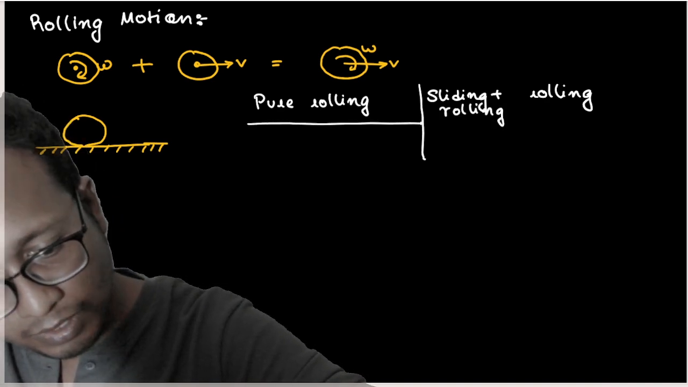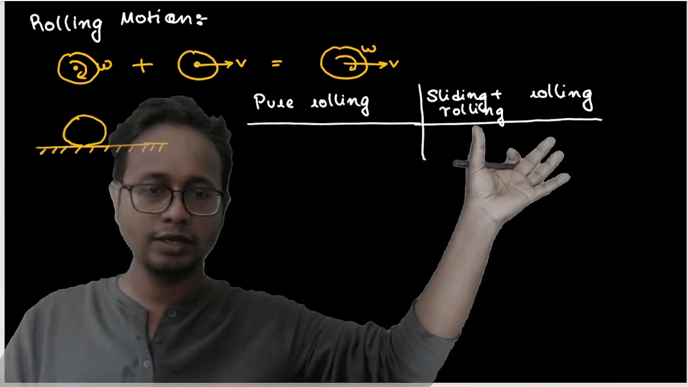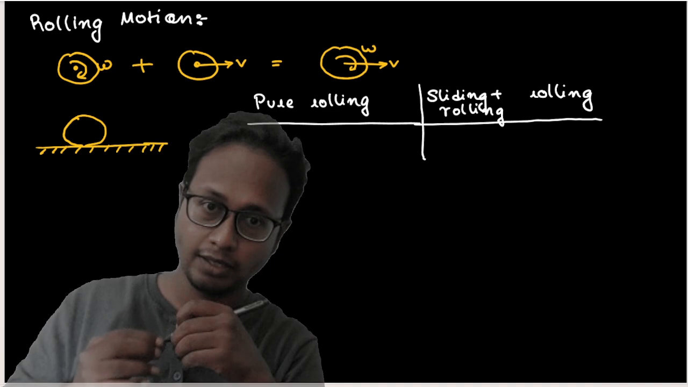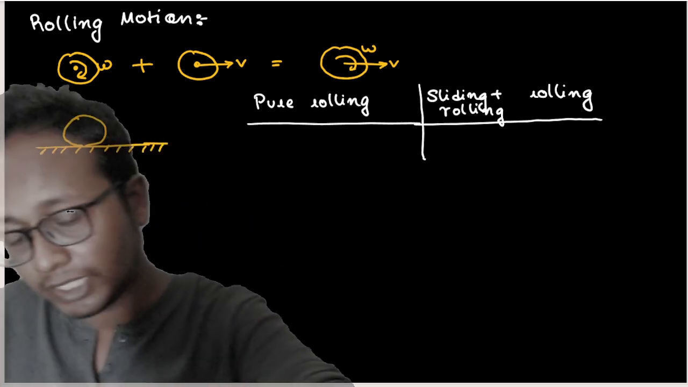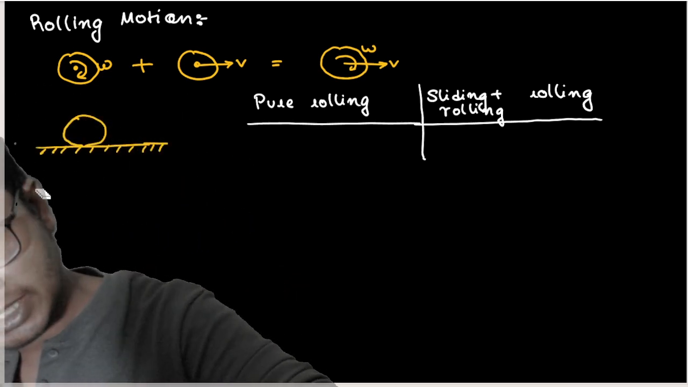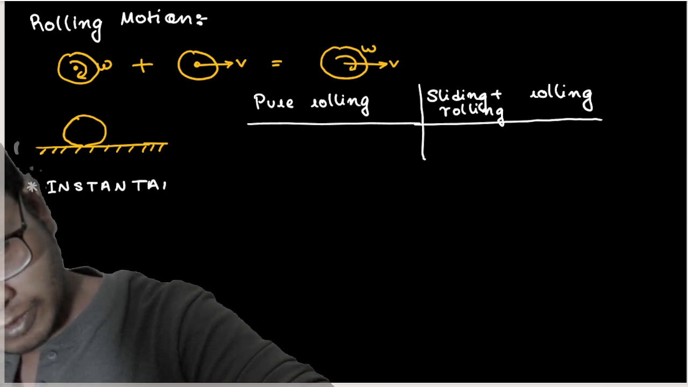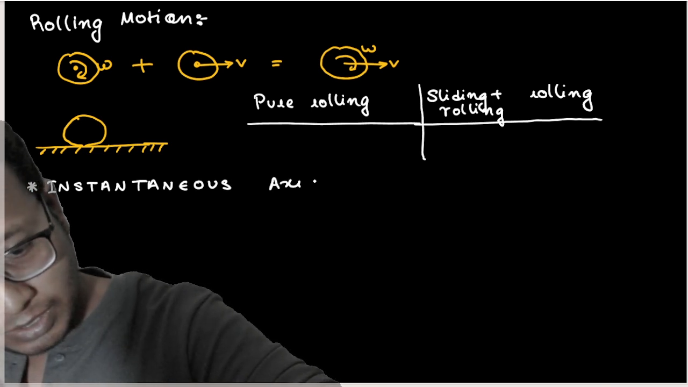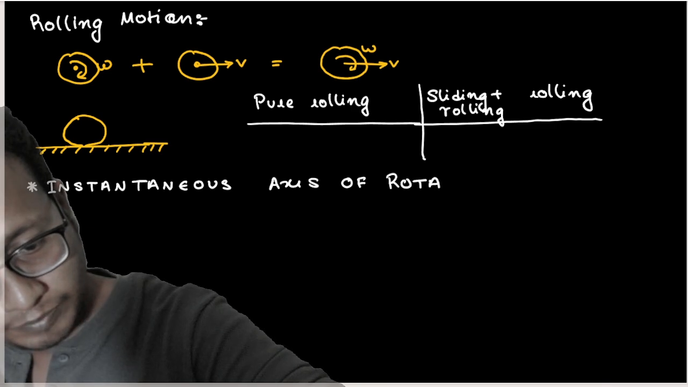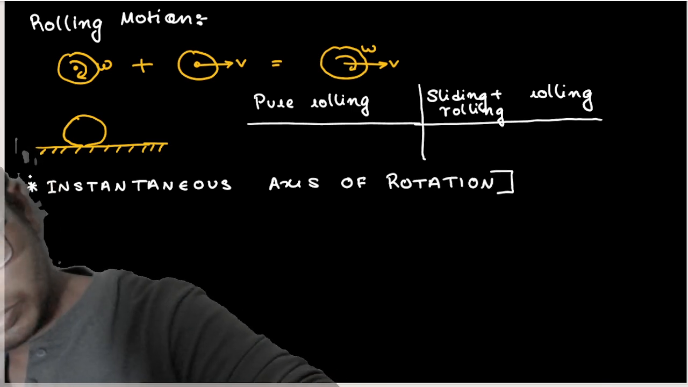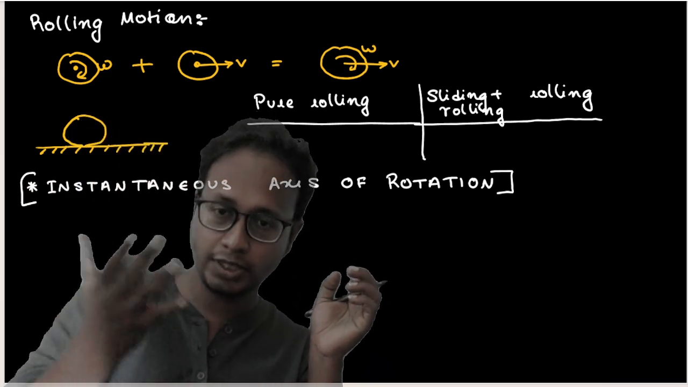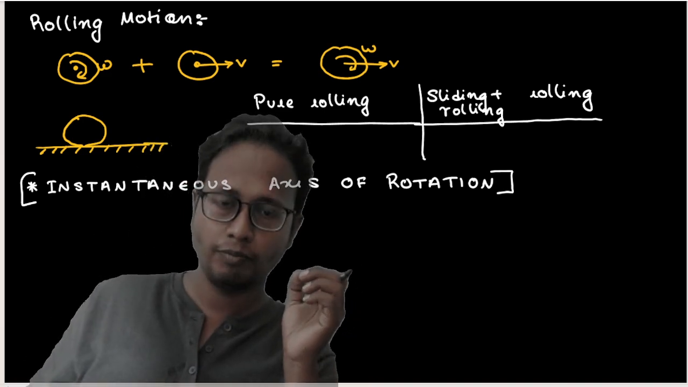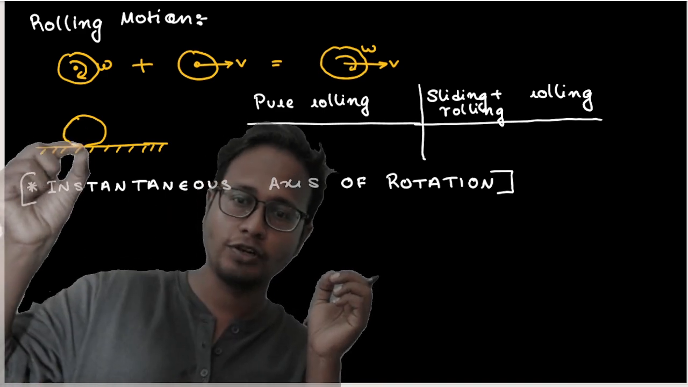Now, what's the difference between pure rolling and impure rolling? How do we calculate those, and what kind of numericals come up? We'll discuss all that, but there are a few terminologies you have to pay attention to. The first terminology that will come up again and again is the instantaneous axis of rotation. If you understand this terminology, every concept of rolling will be very easy. It is mostly taught in schools in the wrong way: they say it's the point of contact.